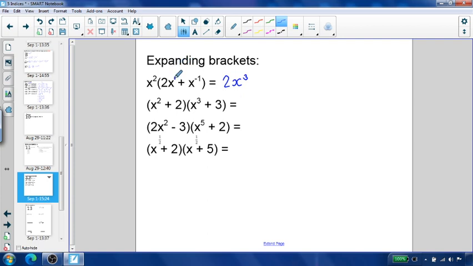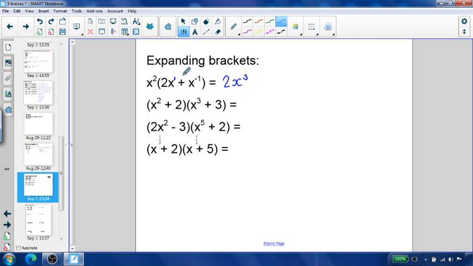X to the power of 1, we could rewrite that as the coefficient of x is 2, the coefficient of x squared is 1, so I'm going to be doing 1 multiplied by 2, which is 2, and then using the multiplication law for indices, I can have 2 add 1, so I'm going to have x to the power of 3. That's where that's come from.